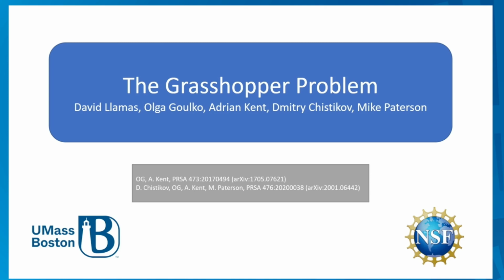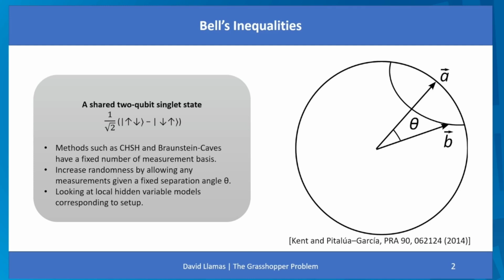Today I'll be talking about the Grasshopper problem, which is a unique problem with some interesting connections to quantum information theory or quantum cryptography and statistical physics. To start off, we'll look at a shared 2-qubit singlet state between Alice and Bob.